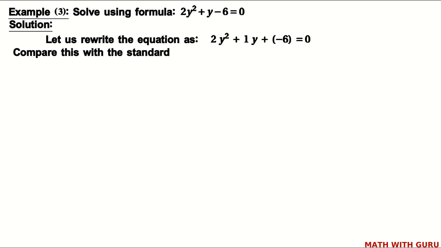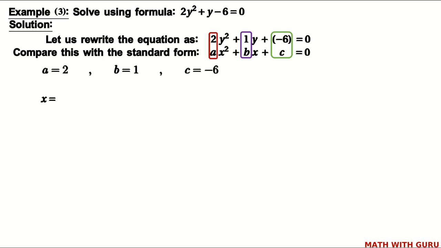Compare this with the standard form ax squared plus bx plus c equals 0. a is 2, b is 1, c is minus 6. Write down the formula: minus b plus or minus root of b squared minus 4ac, whole divided by 2a.